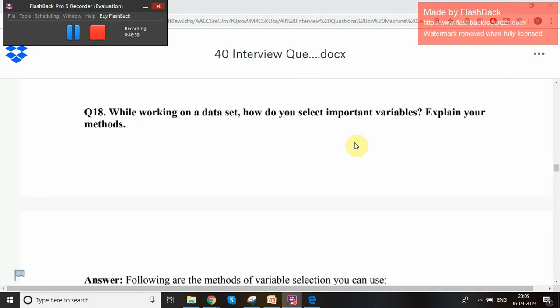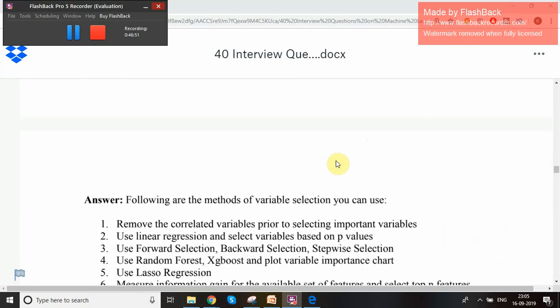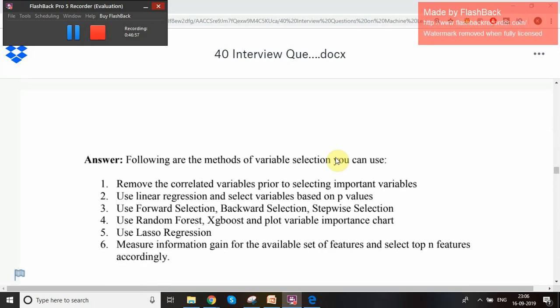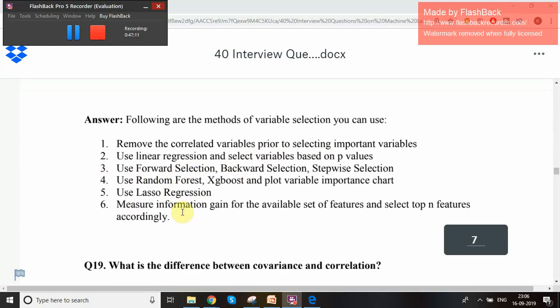While working on the data set, how do you select important variables? Explain your methods. That depends upon the situation. We'll try to get to know how correlation and regression are used, and any p-values regression, like forward, backward, stepwise. This is a very vast topic, like forward selection, backward selection, which we'll discuss later on. Use of random forest, XGBoost, use of lasso. These are the various methods; you can select a few of them accordingly.